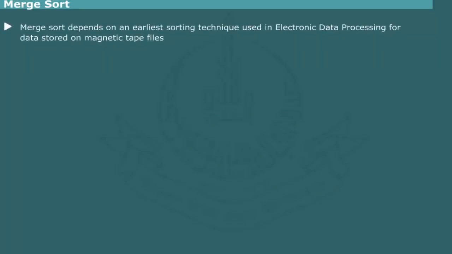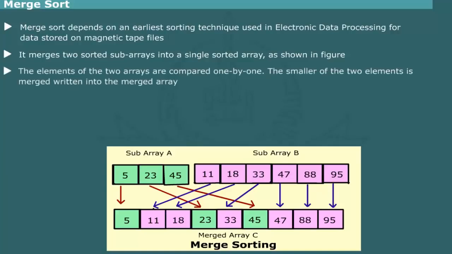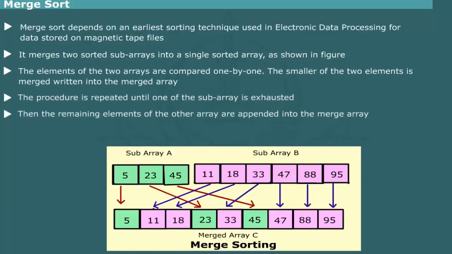Merge sort. Merge sort is among the earliest of sorting techniques. It was used in electronic data processing applications for processing of data stored on magnetic tape files. In this method, we take two sorted subarrays and merge them to create a new array. To this end, the elements in the two subarrays are progressively compared. The smaller of the two is copied to the new array. This procedure is repeated until one of the subarrays is finished. The remaining elements of the other subarray are then copied to the new array.